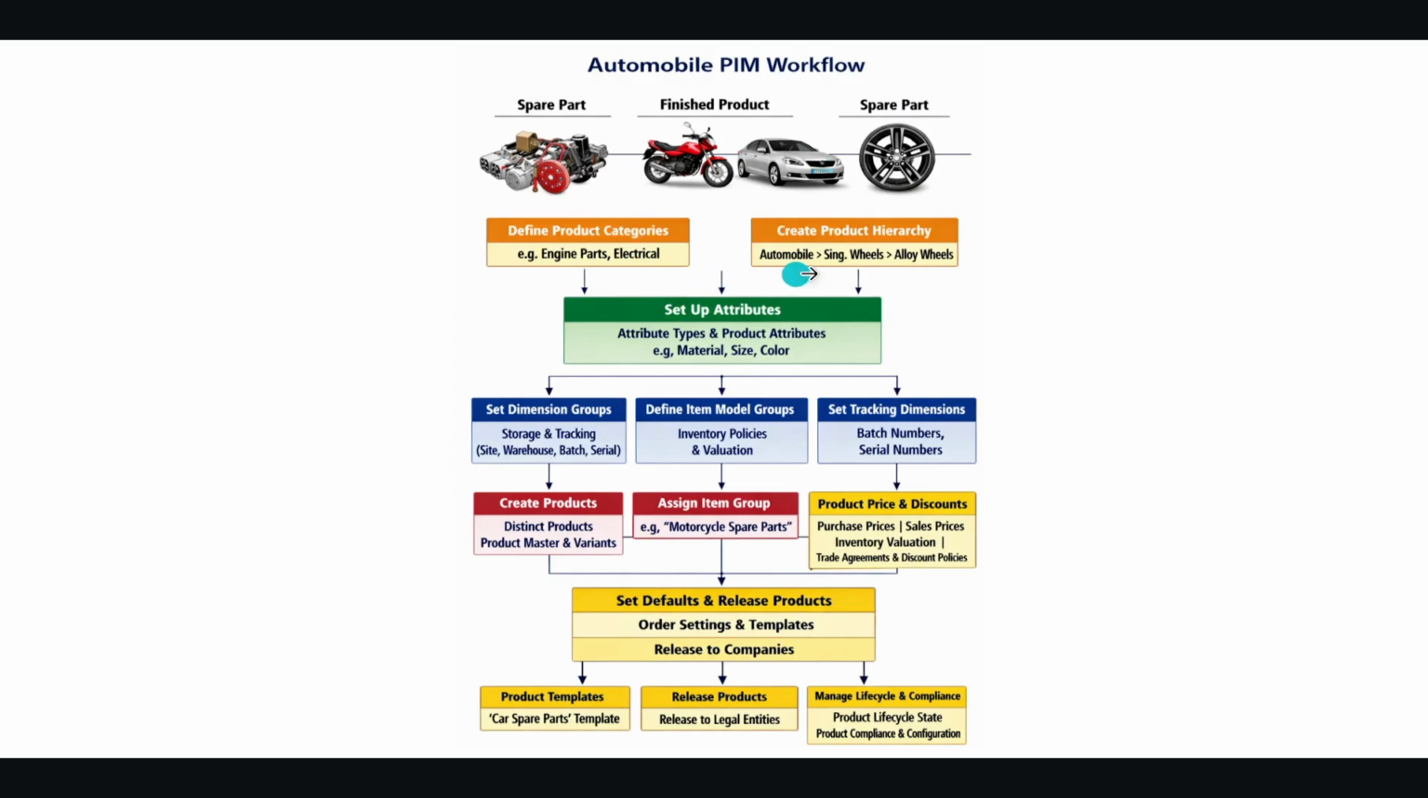Now the second is the hierarchy. Hierarchy is the way in which I can place my product at a particular level in my product hierarchy. For example, I have automobile as a parent level, and under that I have two-wheelers and four-wheelers. Under two-wheelers I have wheels, and under wheels I can say it is an alloy wheel or aluminum wheel, anything of that matter.